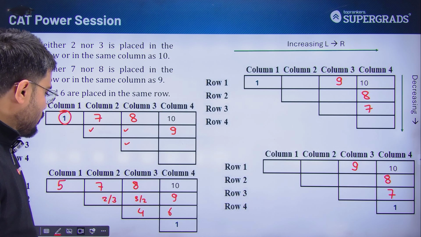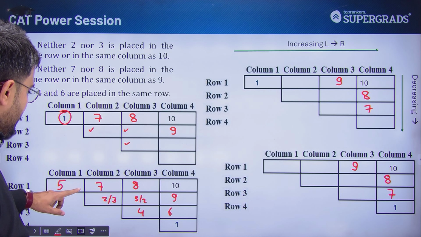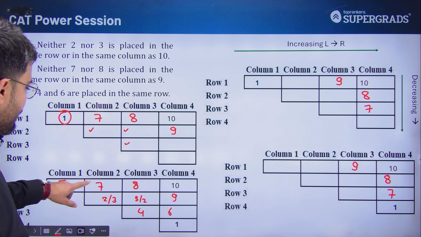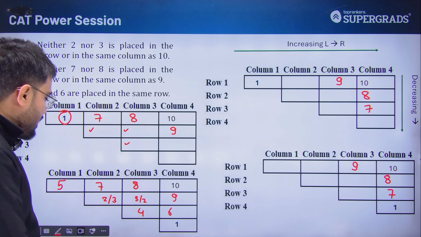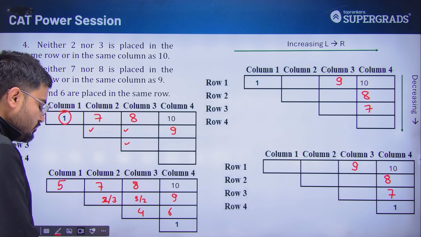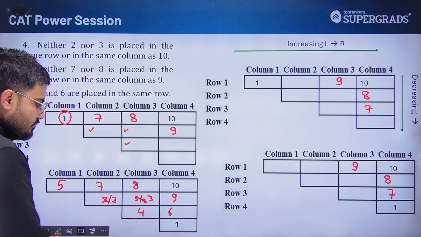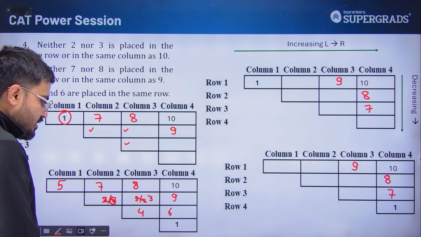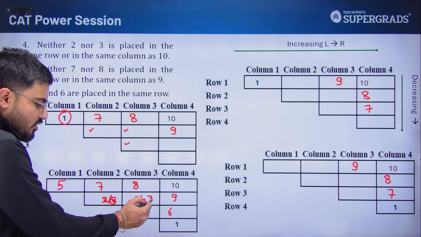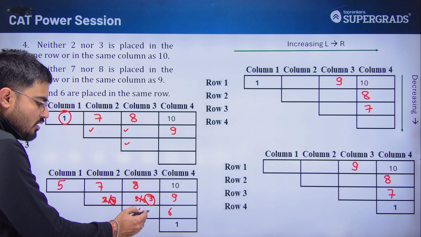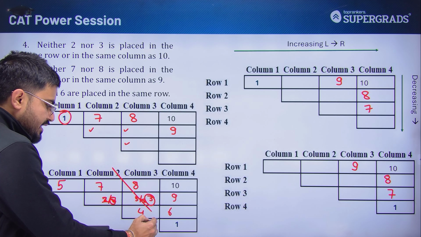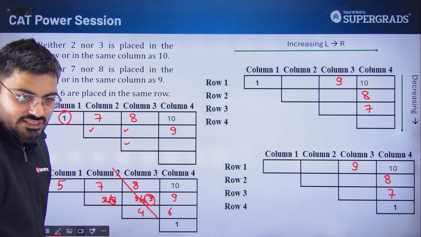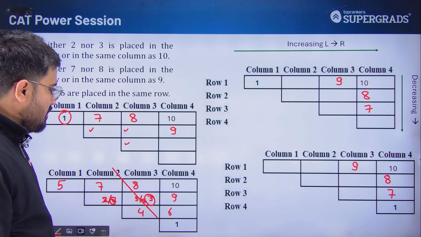This is one thing. So let's look at it. This is increasing. 5, 7, 8, 10. So here 2 will come. Here 3 will come. 2, 3, 9 and 8, 3, 4. So here is the contradiction, that 3 comes above 4, but 4 should be at the top. So this case is eliminated. This case is eliminated because 3 cannot come at the top.